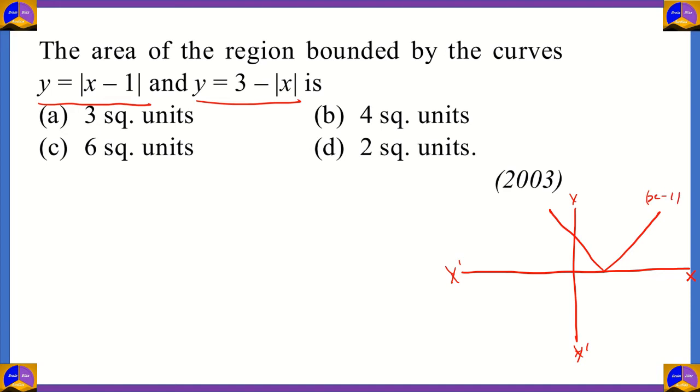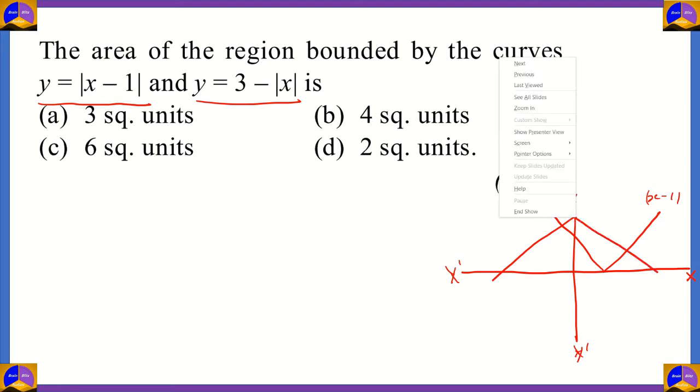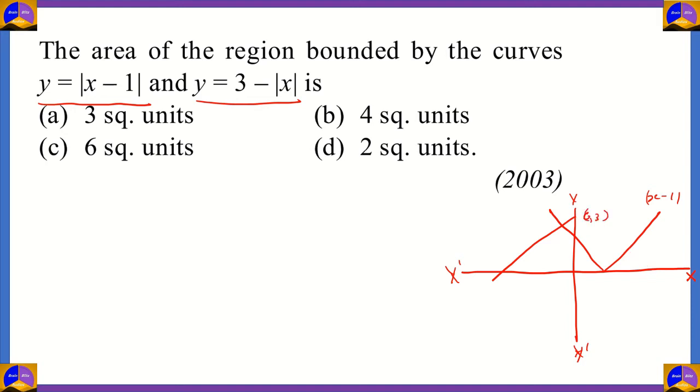And then you have y equals 3 minus mod x. So that means at x equals 0, you will have y equal to 3, so the point 0, 3. And then this vertex is 1, 0. And you will have these joining points. So we need to find the values for those.